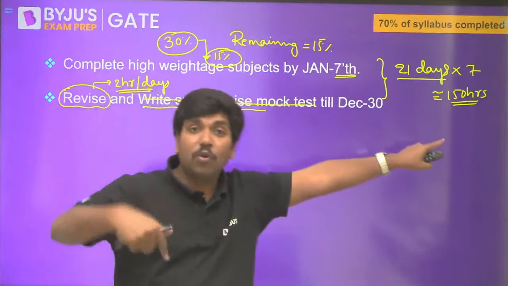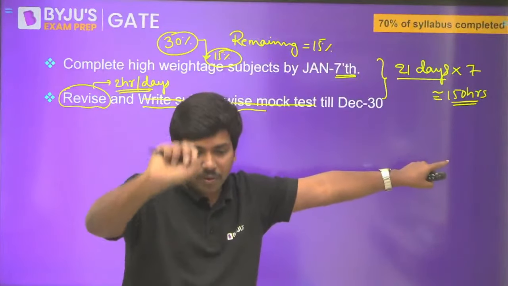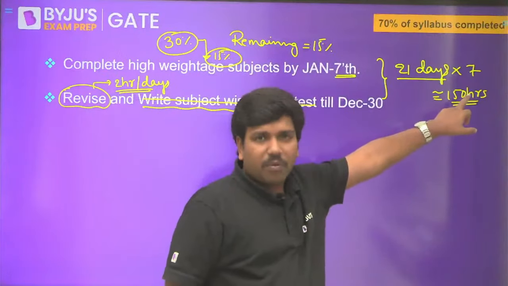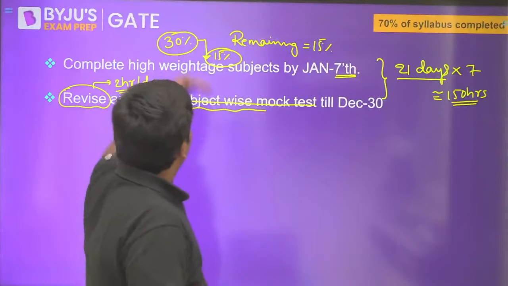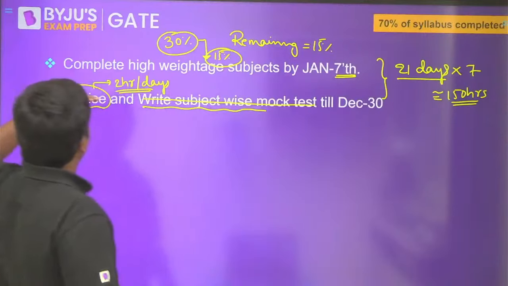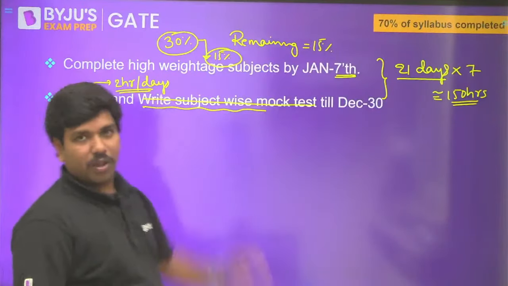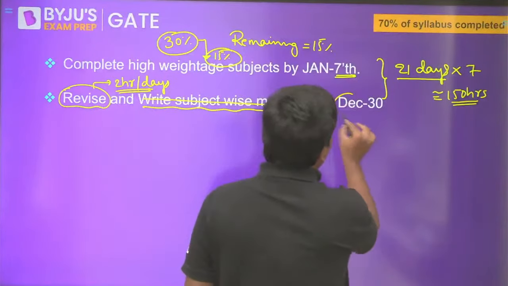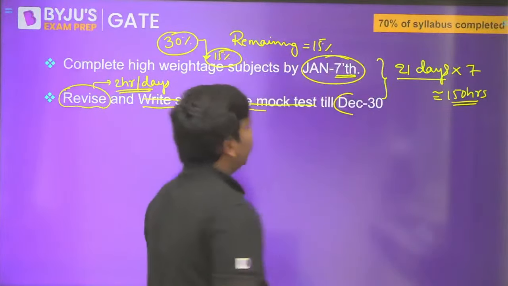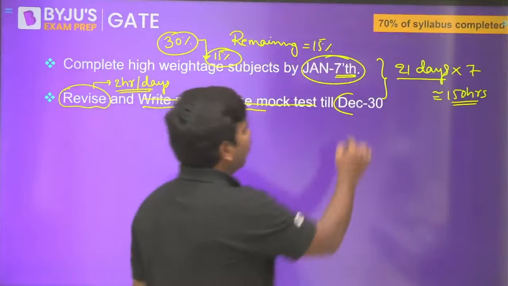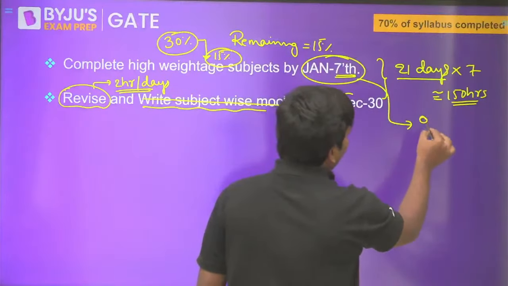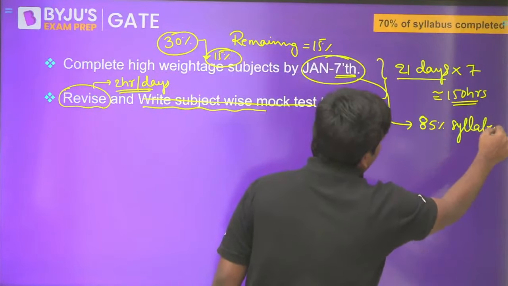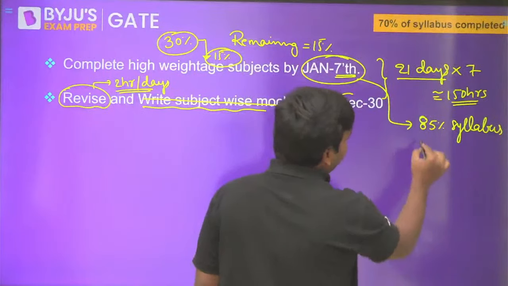If you can devote more amount of time, that is absolutely possible. Clear? So out of 150 hours of time, try to give maximum importance to this. At the same time, some importance to revise the concepts also. Clear? If you do in this way, I'm very sure by January 7th, you will be able to complete 85% of your syllabus. So don't worry about the full length mock test.